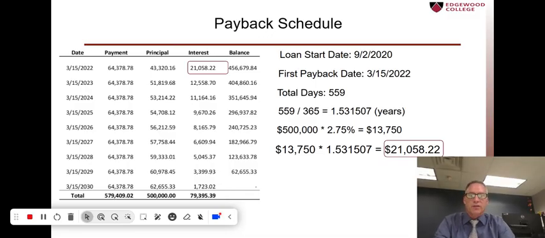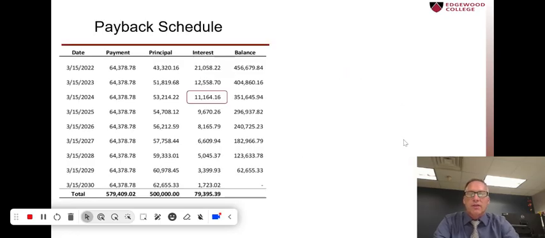He was able to prove out to the finance committee how this schedule works, and he was a hero in Happy Valley School District. Well, he needed to continue on and verify all of the interest because he's a really good business manager and he loves finance. So what he did was he verified all of the interest, and he saw that in 2024 that didn't look right. $11,164.16 just seemed a little bit high.